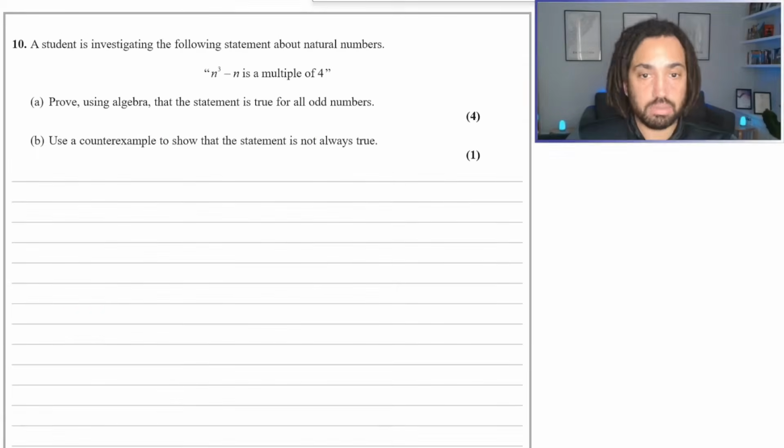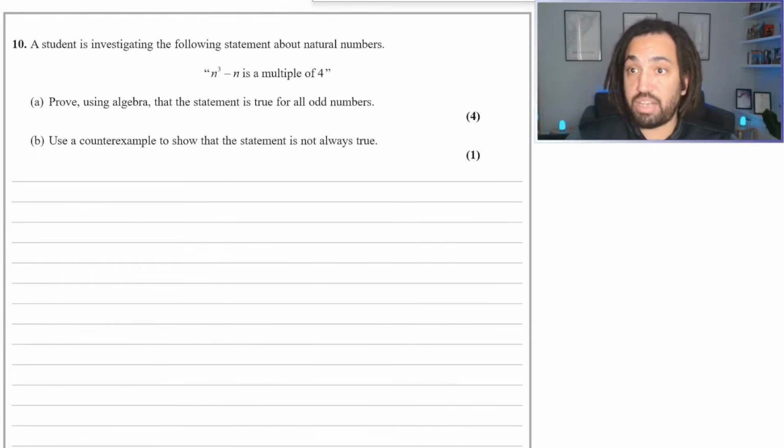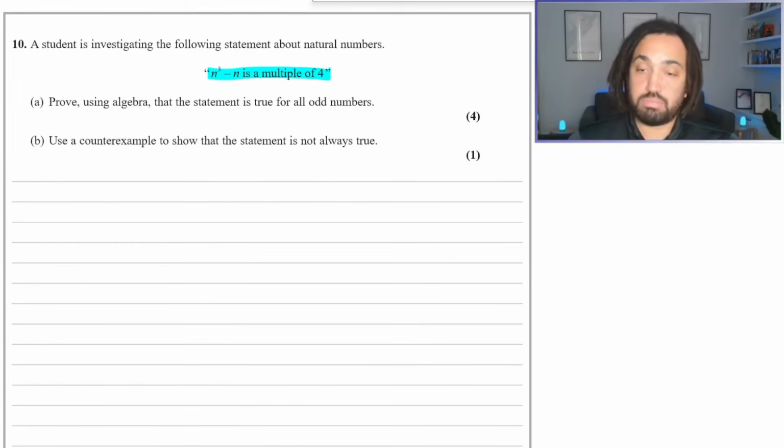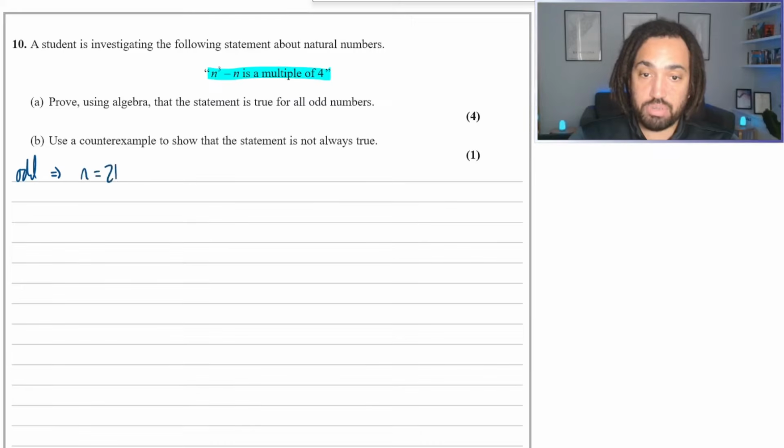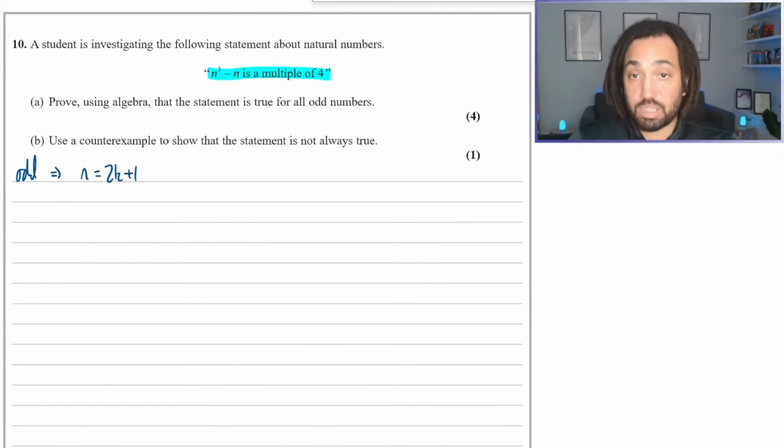Lovely. Okay, next question we have looks like a proof question, investigating the following statement about natural numbers. n cubed minus n is a multiple of 4. Okay, you prove using algebra that the statement is true for all odd numbers. Okay, great. So if odd, then that implies that n will equal 2k plus 1, because all odd numbers are an even number, which is like 2 times something, which is even, plus 1 will always give you an odd.